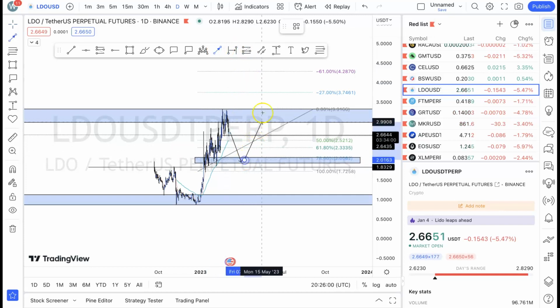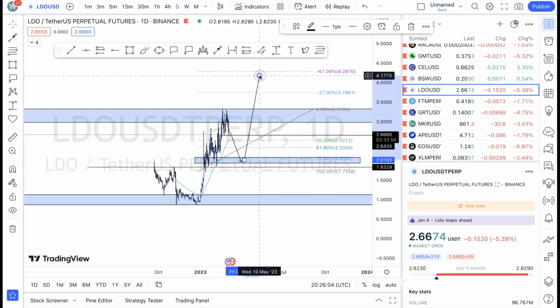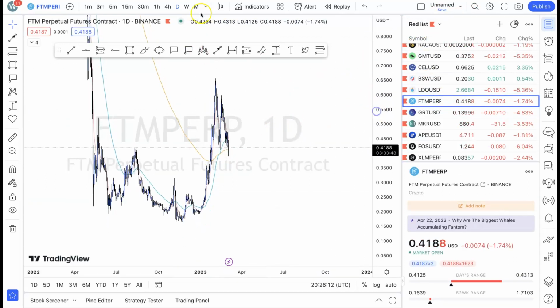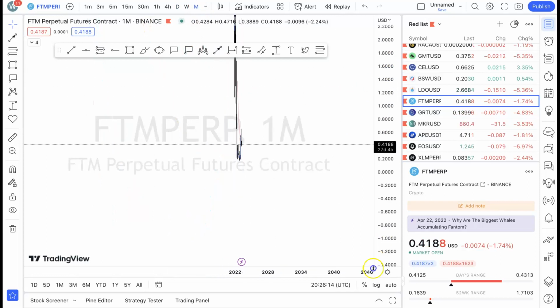Then with the added push on BTC or on other coins, you could easily see it come into the $3 level or the $4 level, right? So that's all for LDO. Let me move to FTM. People also made a request for FTM on the community.